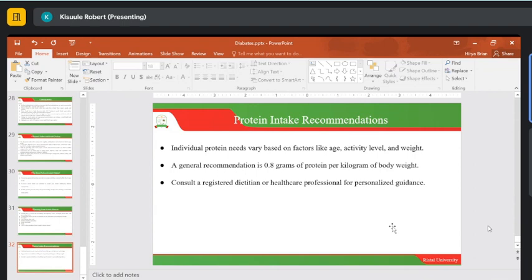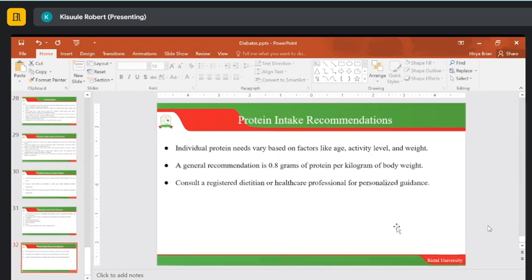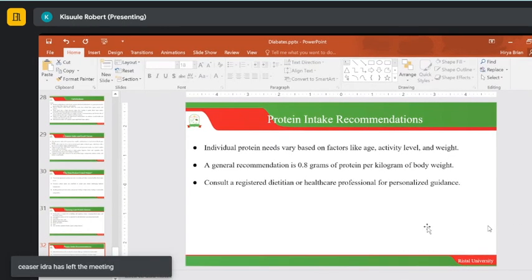Hopefully, you remember. The protein intake recommendations, we are saying the individual protein needs vary based on factors like the age, activity levels, and weight. And also, we are saying a general recommendation is 0.8 grams of protein per kilogram body weight of an individual. And we are also saying please consult a registered dietitian or healthcare professional for the personalized guidance.